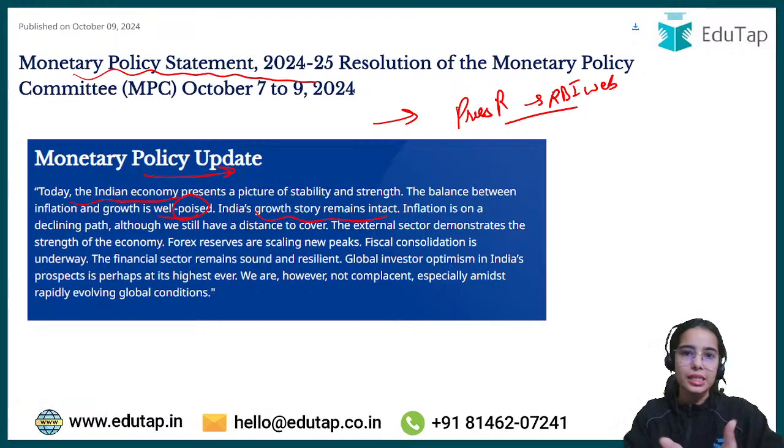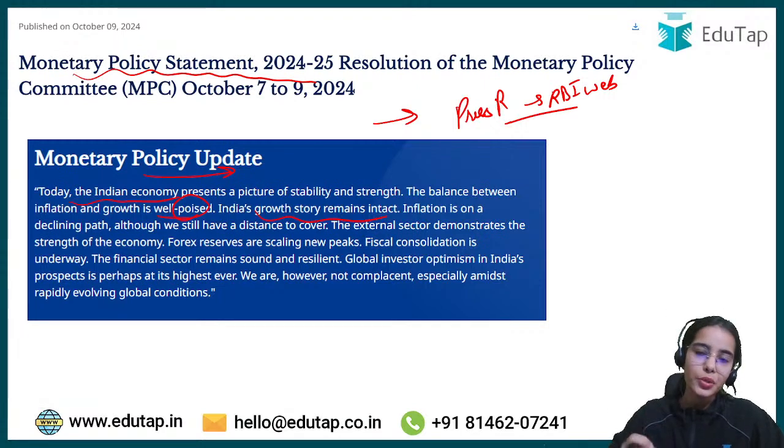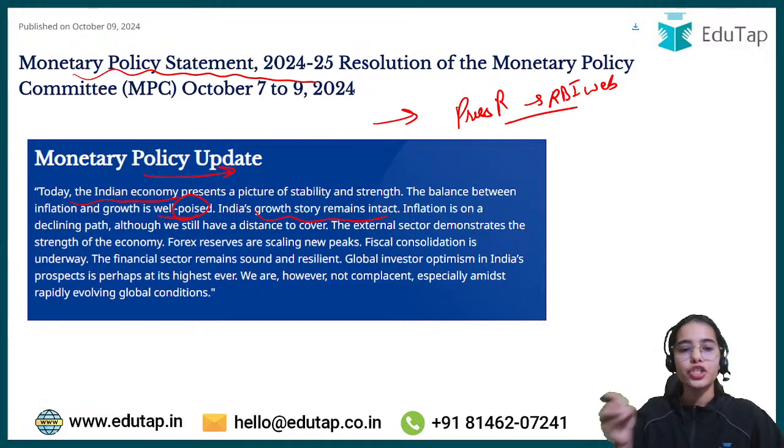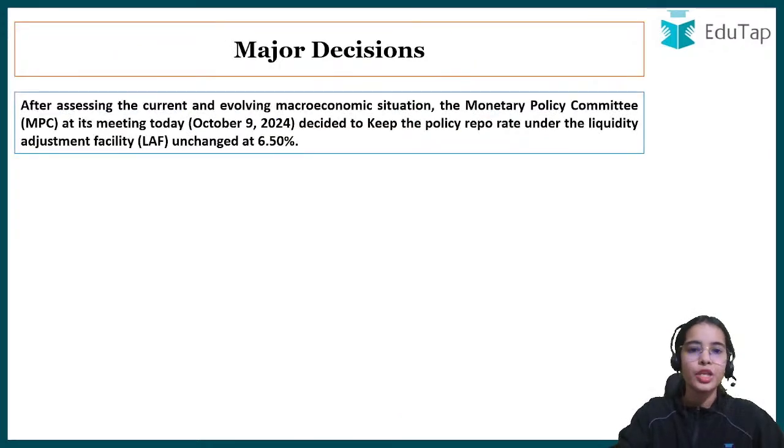So let's understand what the data points are, and you will be able to understand that our country is doing very well in terms of growth, in terms of declining inflation, in terms of foreign exchange reserves. The country is doing very well. Okay, so let's start with the major decisions that have been taken by the Monetary Policy Committee. Till now, does anyone have any confusion? So we will discuss the neutral stance, and we will discuss the decisions that have been made by the MPC. So let's start with it.